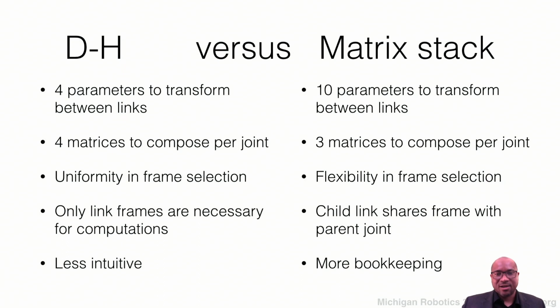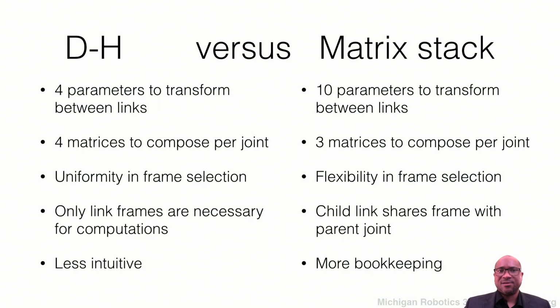But probably the biggest thing at issue is that with DH you get uniformity in the frame selection. There is no sort of ambiguity or free parameters around it. It imposes a certain structure that can be reliable, as opposed to the matrix stack where we have much more flexibility, less discipline, but more choice. With DH, the link frames are necessary for the computations. For the matrix stack, you can give or take it, but it means that we have to do more bookkeeping for this flexibility, for maybe a greater sense of intuition, whereas DH imposes a structure, but can take some time for people to get their head around.